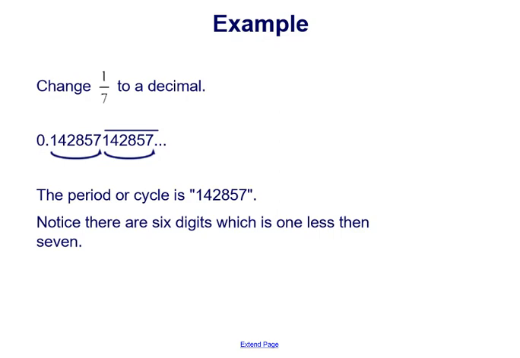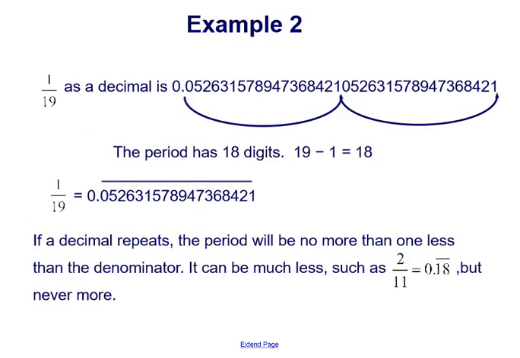And notice there are 6 digits in that period or cycle, which is one less than 7, that denominator. That makes sense because, again, the number of digits in the period or cycle should not exceed one less than 7, which is 6. Let's look at another example.